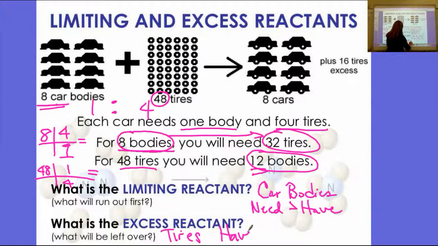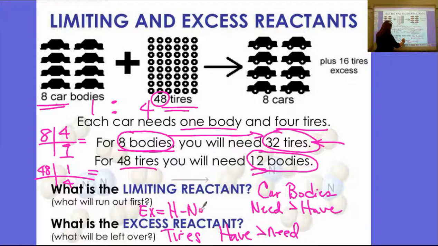When I have more than I need, think money: if I'm going shopping and I have more money than I need to buy what I'm looking to buy, I have excess money. I have leftover money. How much? What will be left over? If I have 48 tires, but I only need 32, excess equals have minus need, or 48 minus 32, I have an extra 16 tires.